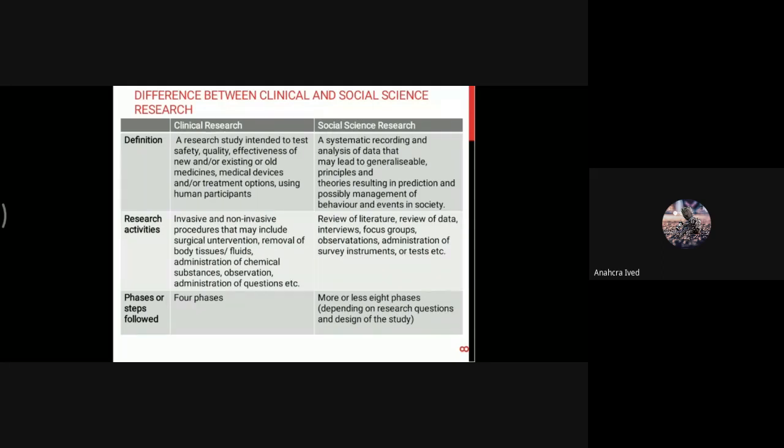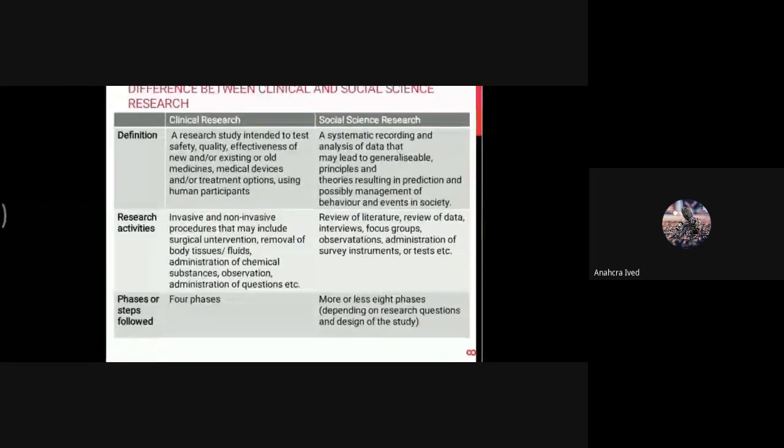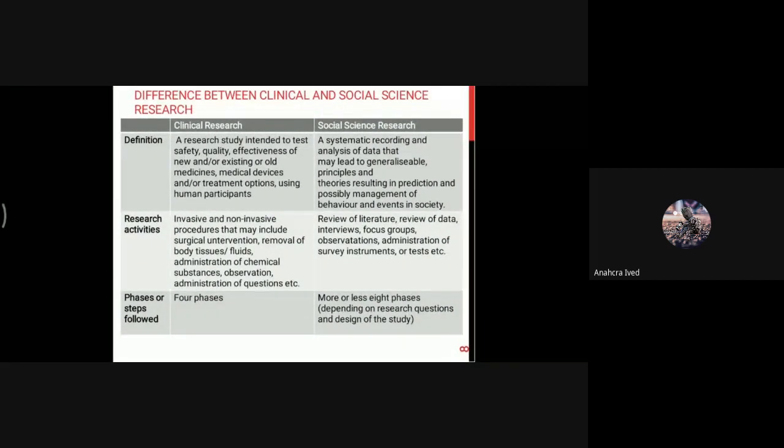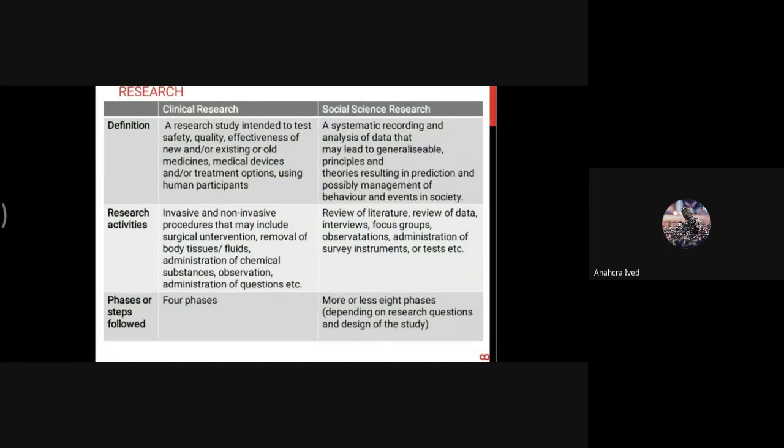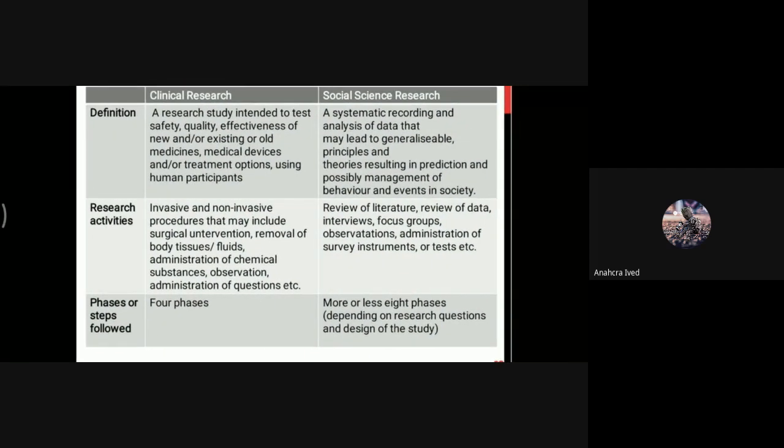Now, of course, since we are talking about research ethics, we now know the meaning of ethics. Let me throw some light on research also. There can be clinical and social science research. We know that a lot of people are from medical, as I just got through in the introduction. Any kind of clinical research is related with the medical part of it, and any kind of social research is where we can generalize the principles and the theories. Definitely, I'm from social science.